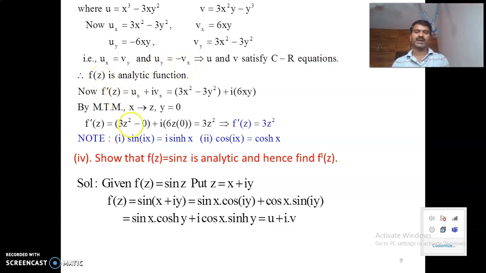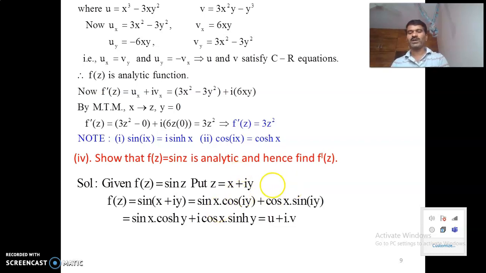Now you can find the derivative of the given function, that is ux plus ivx. Replace the results of ux and vx, then make use of the Milne-Thomson method: x replaced by z and y replaced by 0. Finally, we arrive at f dash of z equal to 3z square. As we know, f of z is z cube, and the derivative of that is 3z square. Same result as we got by this concept.